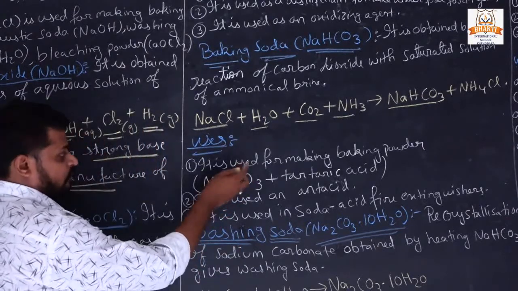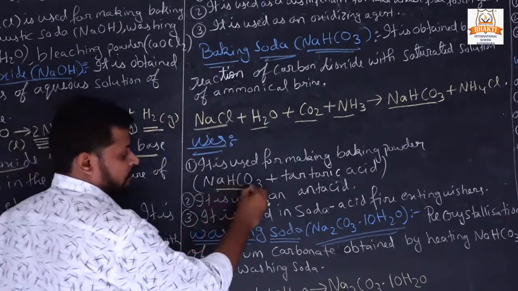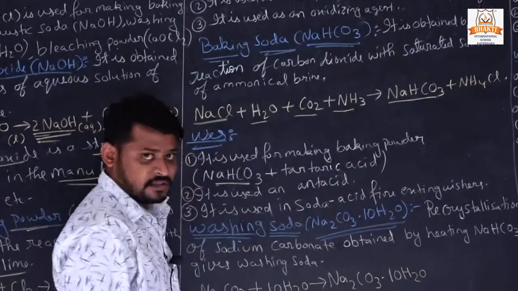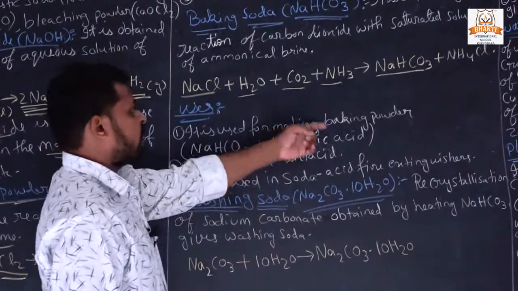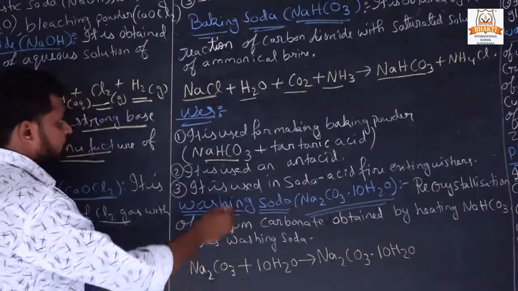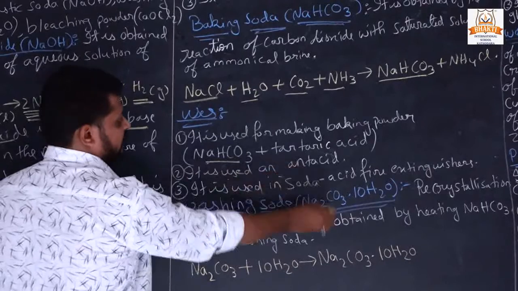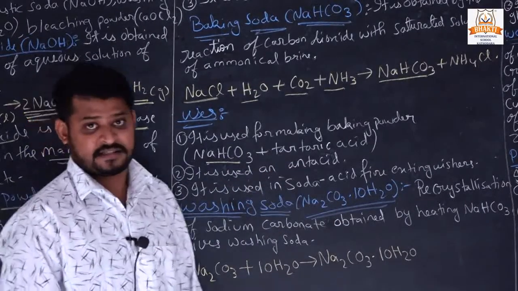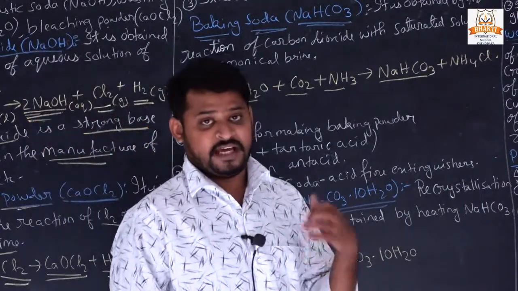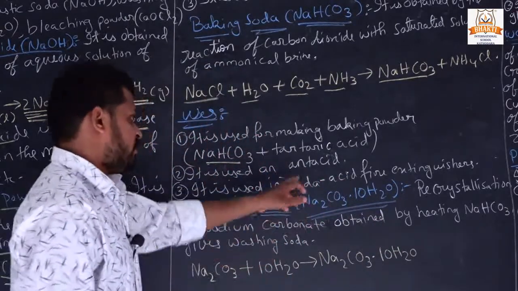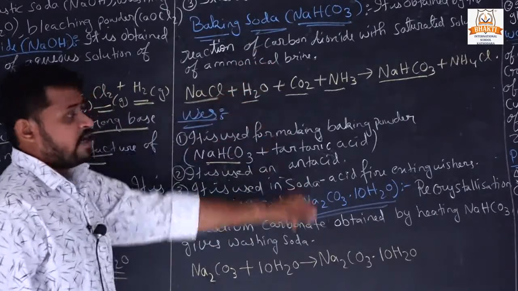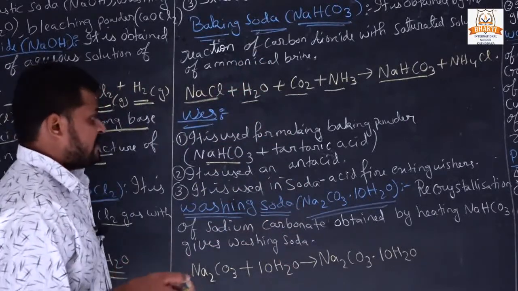And what is baking powder? NaHCO3 plus tartaric acid. It is a type of acid. When we combine these two, we get baking powder. It is used as an antacid. What is an antacid? A substance that neutralizes acid is called an antacid. Baking soda is used as an antacid.